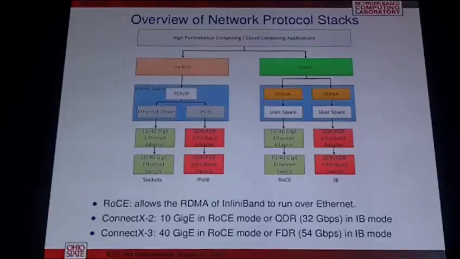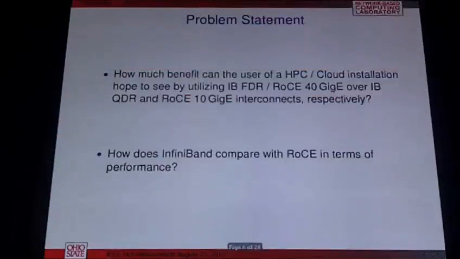For people who don't know RoCE, it is a new protocol that allows the RDMA of InfiniBand to run over Ethernet. The 2 Mellanox cards, ConnectX-2 and ConnectX-3, are able to use all these protocols, but of course at different speeds, as you can see. Knowing that, we had the following questions. How much benefit can the user of an HPC cloud installation hope to see by utilizing this new HCA compared to the IB QDR and RoCE 10GigE interconnect? And how does InfiniBand compare with RoCE in terms of performance?